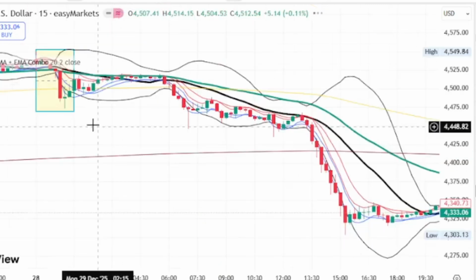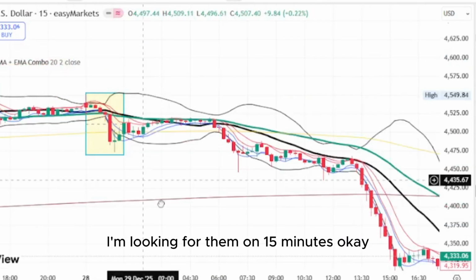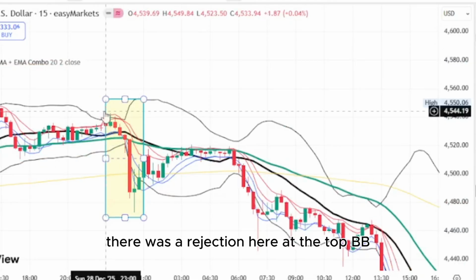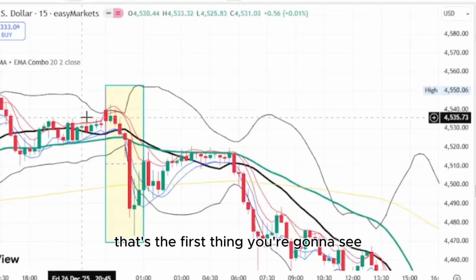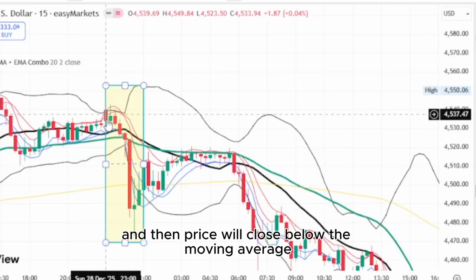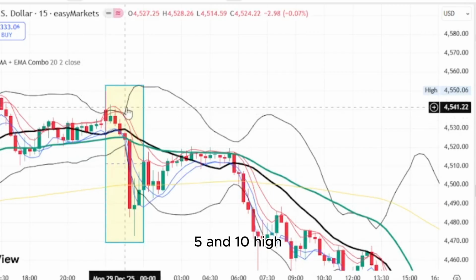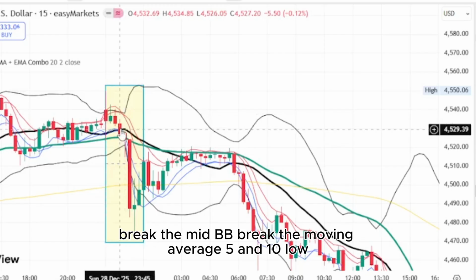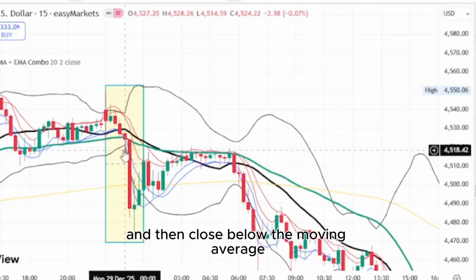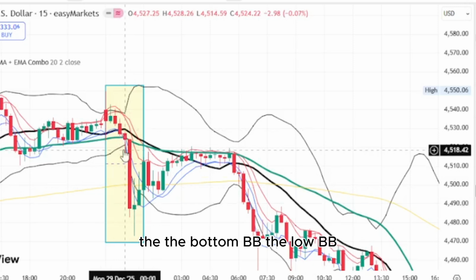I'm looking for them on 15 minutes. Okay, this is another example. There was a rejection here at the top BB. That's the first thing you're going to see, a rejection at the top BB. And then price will close below the moving average 5 and 10 high, break the mid BB, break the moving average 5 and 10 low, and then close below the bottom BB, the low BB. This particular candle closed below the low BB.